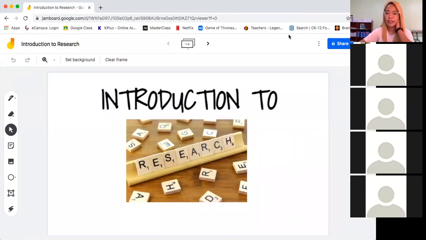So this class is all about Research 1. And for senior high school, under the K-12 curriculum, you actually have Research 1, Research 2, at saka yung III, which is actually Research 3. So you will be doing a lot of research papers for senior high school.